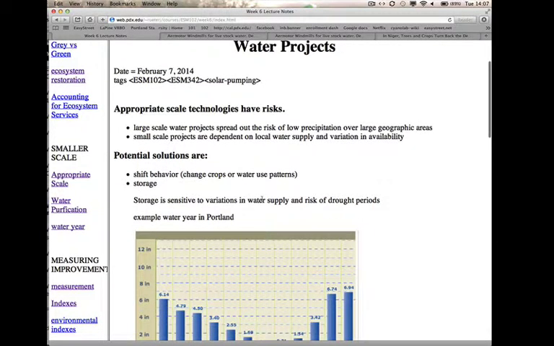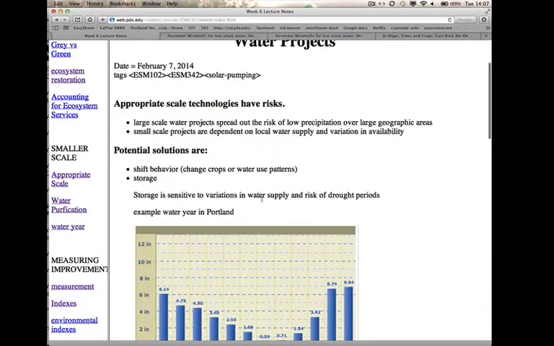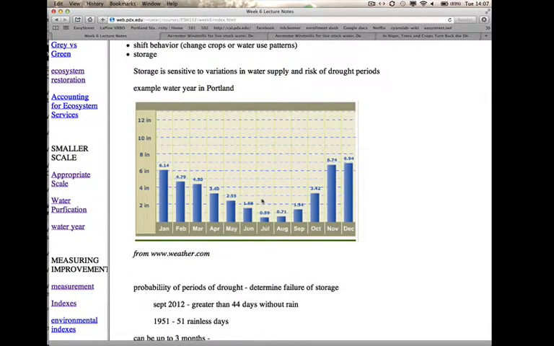However, if you are running a small watershed or water collection system, for example collecting rainwater off your roof, then you're really susceptible to a local drought, which is the extent of your system. So here's an example of the water year in Oregon. In June we might get 1.69 inches, July 0.6 inches, August 0.7 inches of rain. So during June, July, and August and into September, there's very little water that can be collected off the roof.